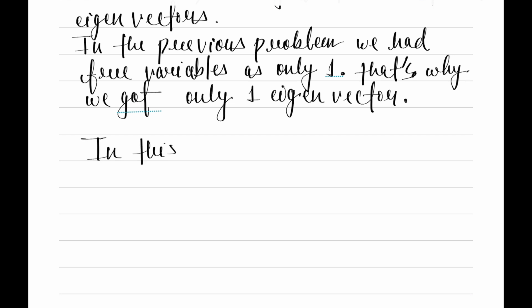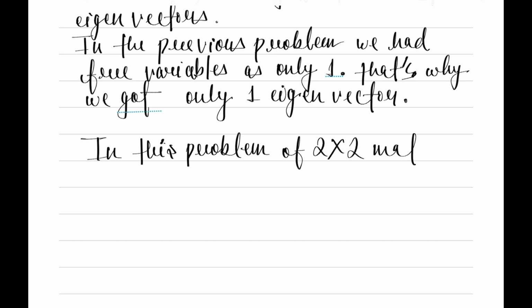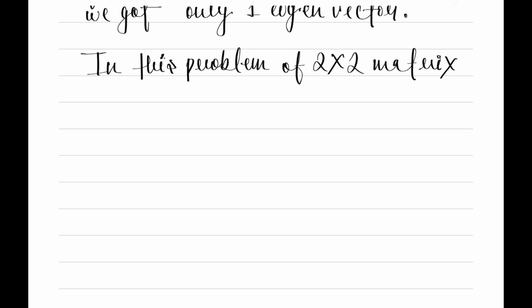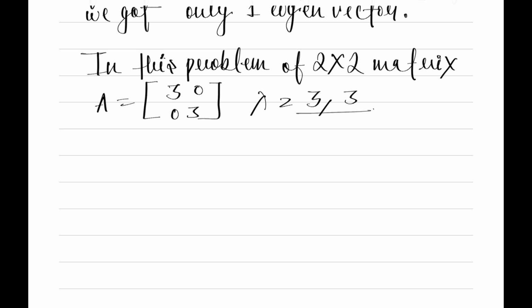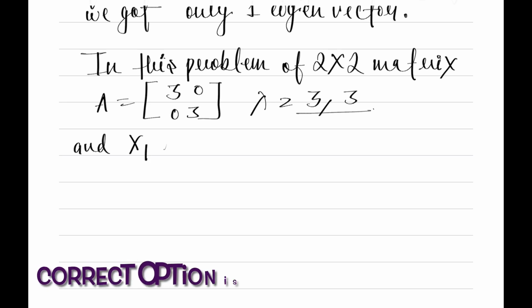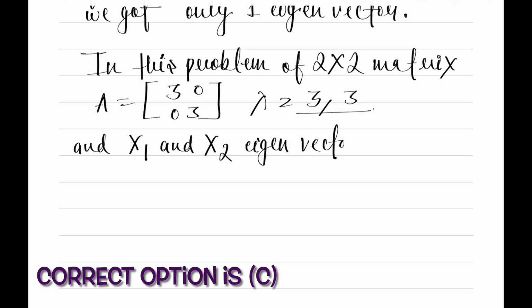In this problem of 2 cross 2 matrix, we have our matrix as 3, 0, 0 and 3, and we have eigenvalues as 3 and 3, and we have eigenvectors x1 and x2 as 1, 0 and 0, 1.